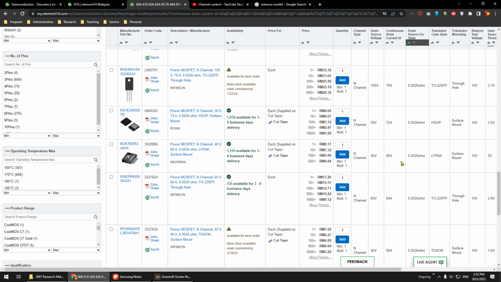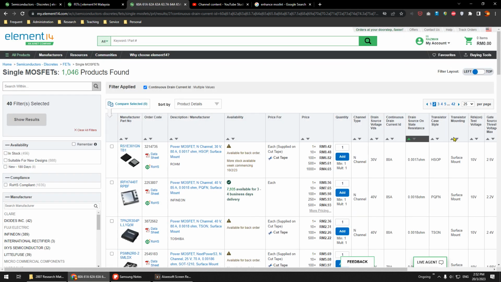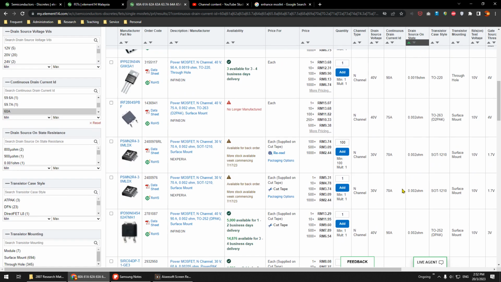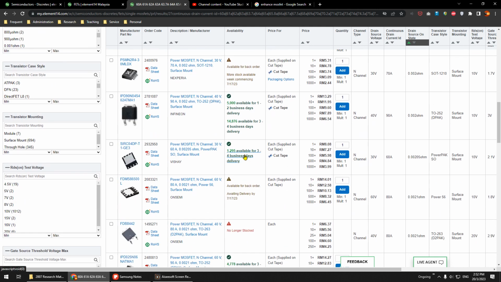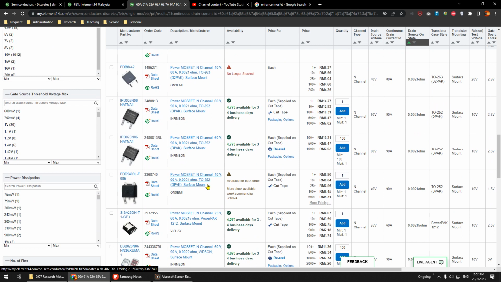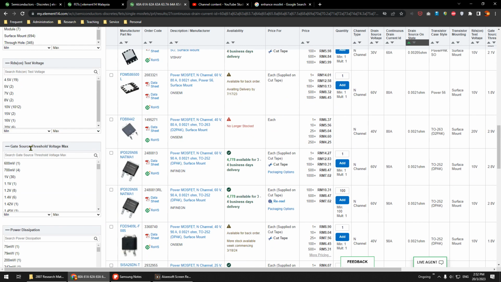This one is page 2, should be page 2. We have to make sure that RDS is quite low. This one, availability 3 is dangerous. Don't buy it. Search for it. This one, 225, quite okay, and the RDS is quite small, but the voltage is not correct. The drain source voltage is not correct. I think it failed to register here.